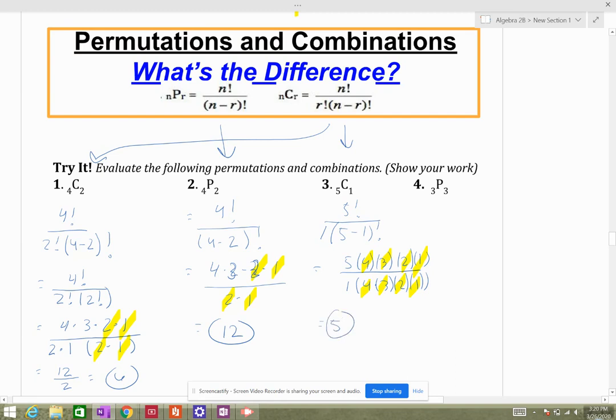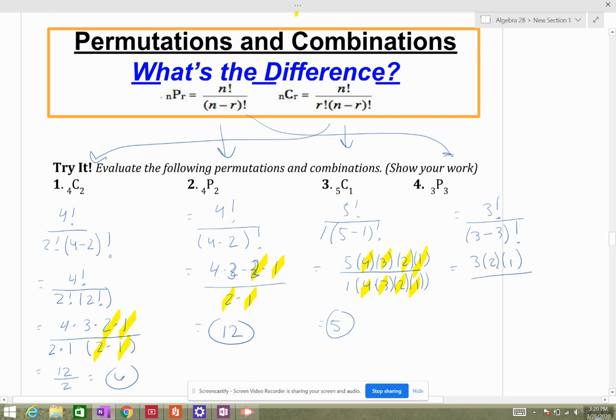All right, and last but not least, we have another permutation. So over here, I'm going to do 3 factorial over 3 minus 3 factorial. All right, so 3 factorial is 3 times 2 times 1.